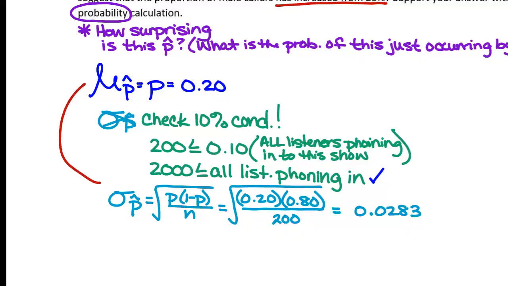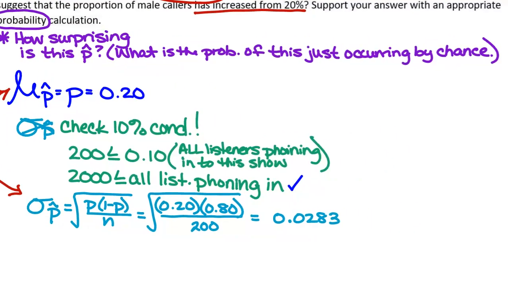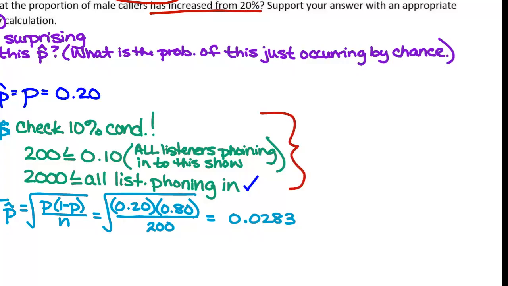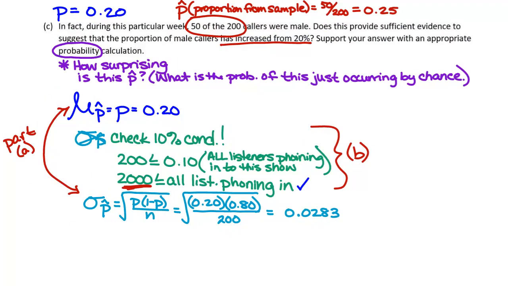These two things are part A of the question. This right here is part B of the question. And actually, what we wrote right here said, what assumption are we making when we use the formula for the standard deviation of P in this setting? We need to assume that the number of listeners phoning in is at least 2,000. That's the assumption that we're making. That's the answer to part B right there.